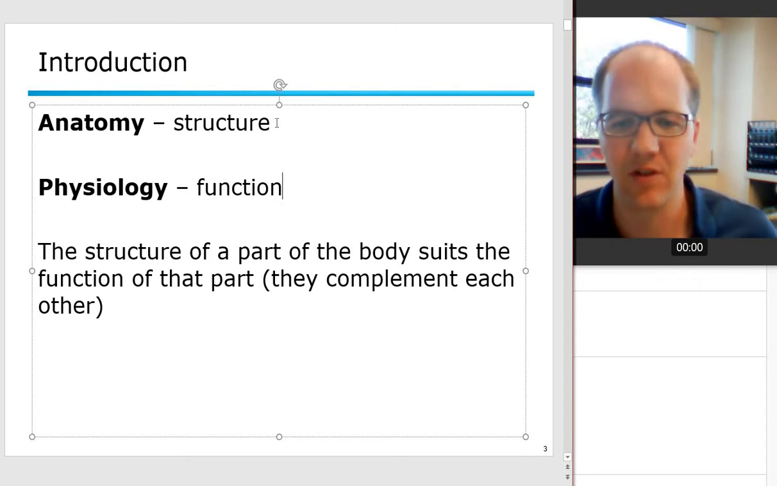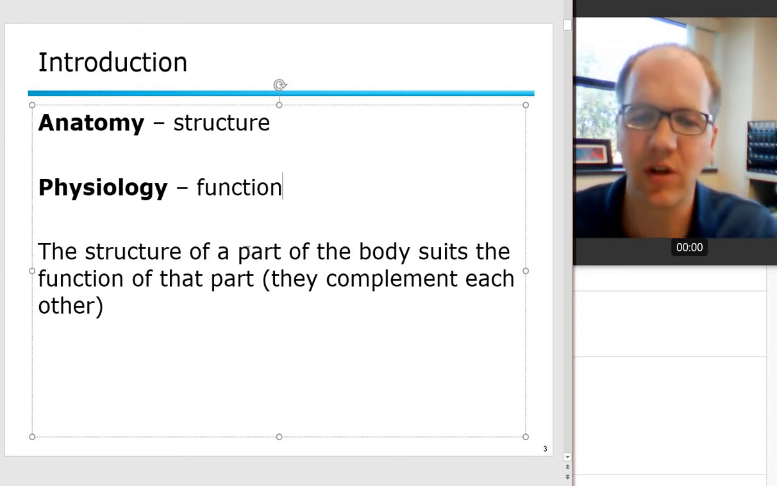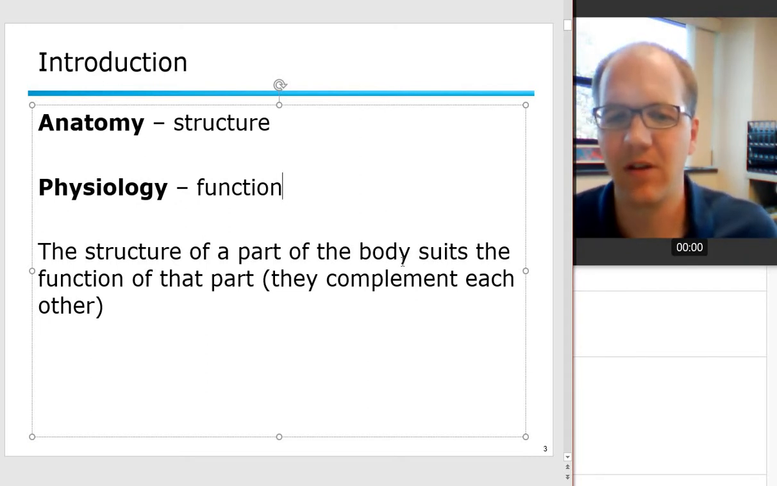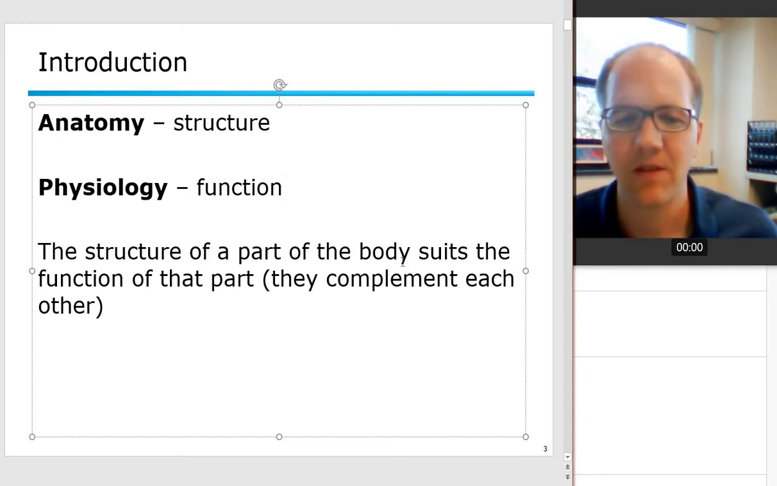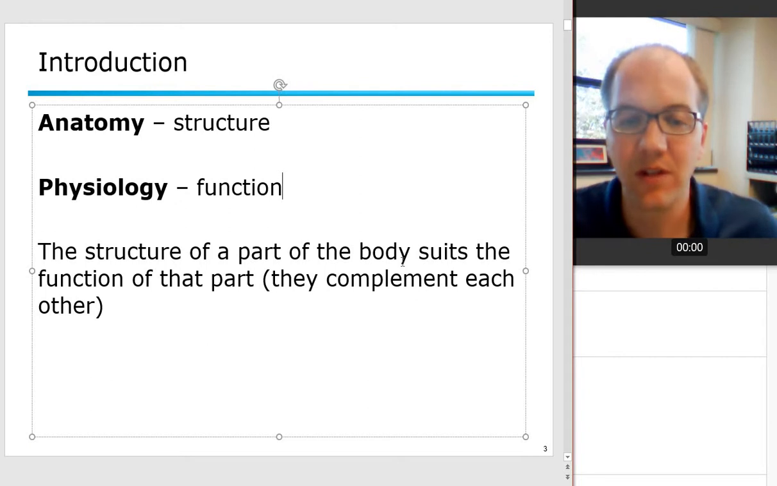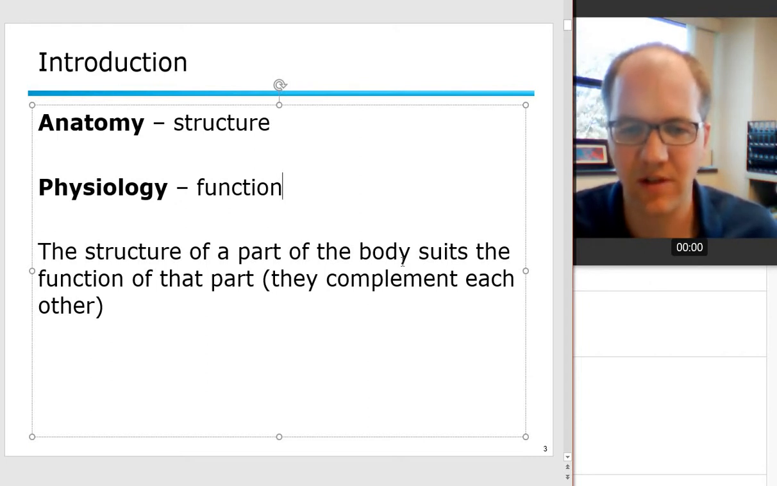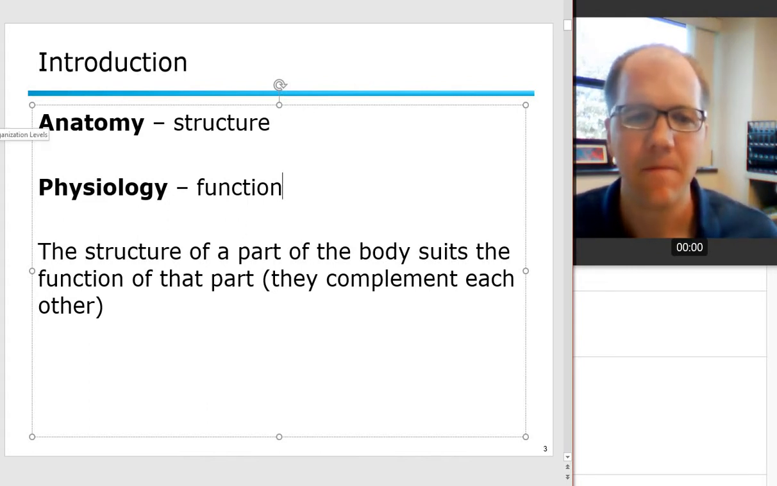That's anatomy and physiology. And something to remember here, the structure of a part of the body suits the function of that part. So we can learn a lot about the function of something by its shape. So, for example, the esophagus is a long tube. We could talk about the anatomy of the esophagus, the different layers, and the muscles and different things like that. And then we can look at the physiology, the function. So its function is to move food from the mouth to the stomach. And its structure, its anatomy, is suited to that function.